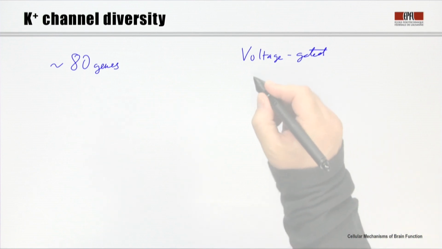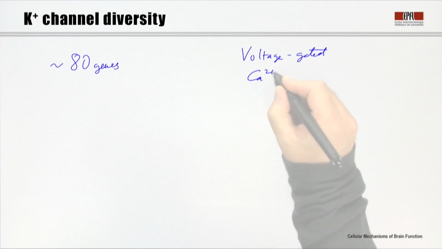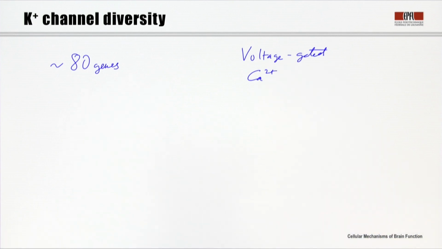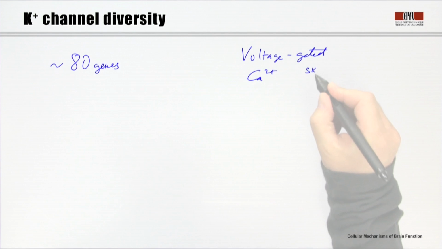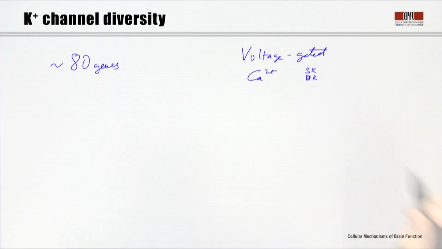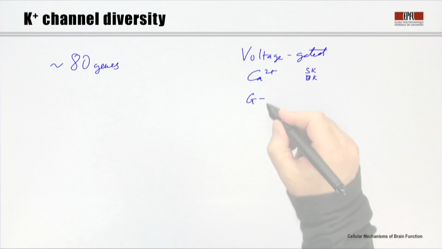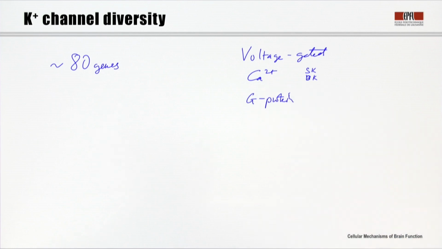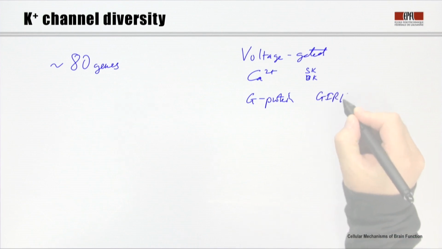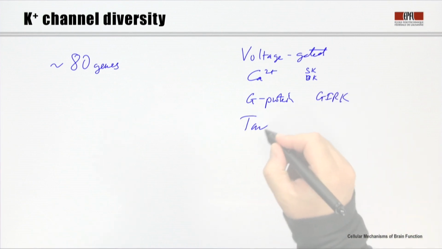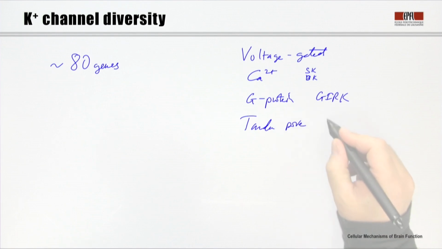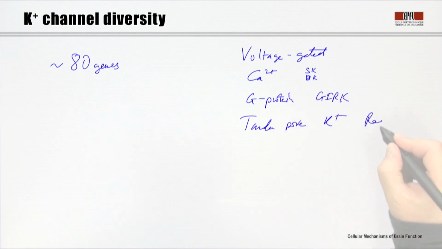There are also potassium channels that are gated by the intracellular calcium concentration, calcium-activated potassium channels that are so-called BK and SK channels. And there's another family of potassium channels that are so-called G-protein coupled ion channels. These are the so-called GIRK channels. And there are the tandem pore potassium channels that are involved in setting the resting membrane potential. The voltage-gated potassium channels in themselves have extensive diversity.